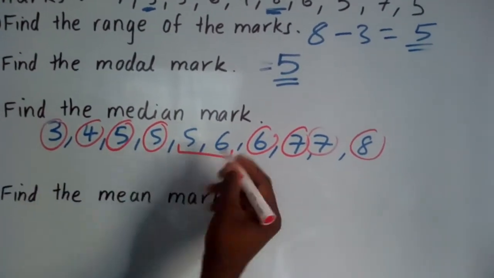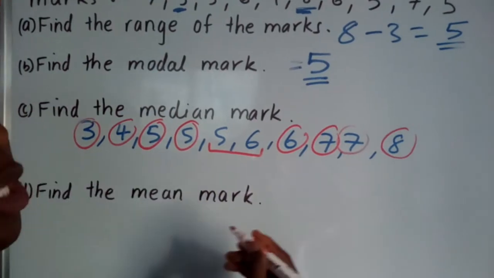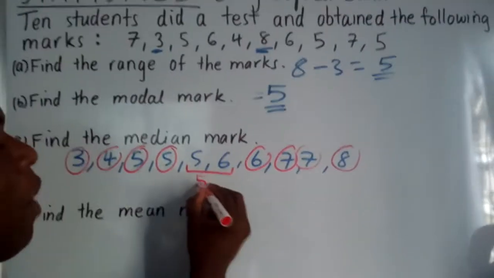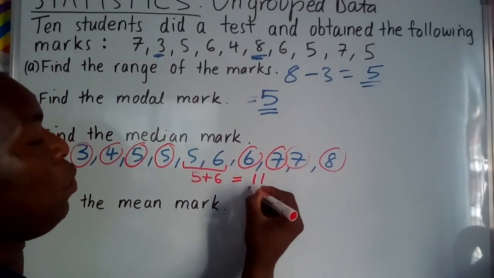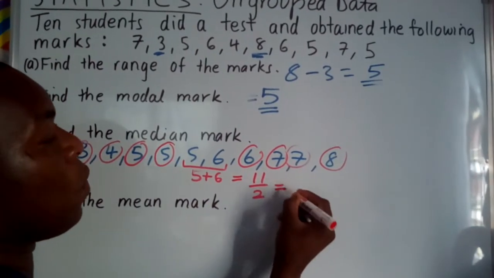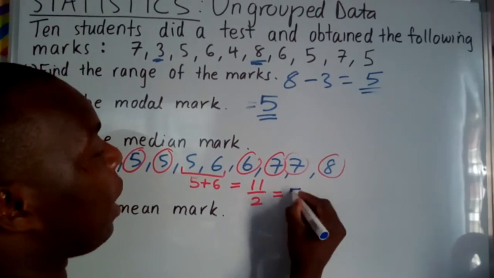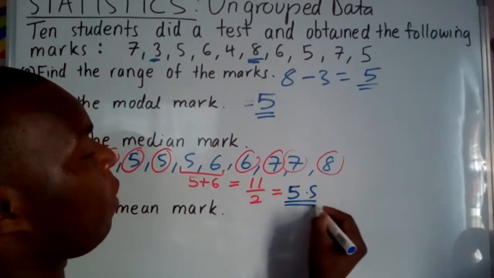Unfortunately, we get 2 values which are left in the middle. So what do we do next? We shall add the 2 values. After adding the 2 values, then we divide by 2, and hence our median will be 5.5.